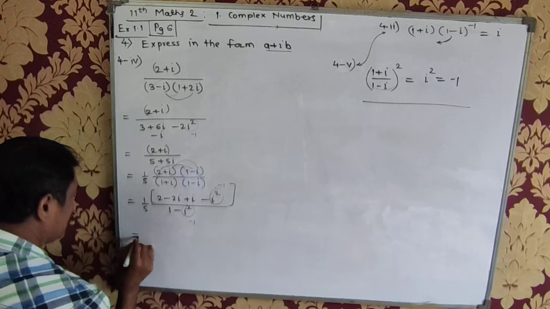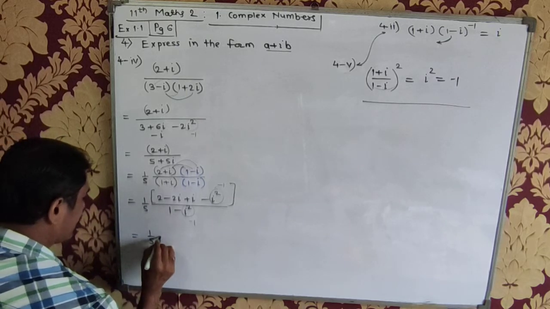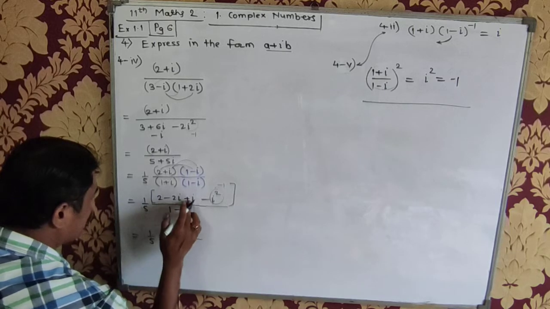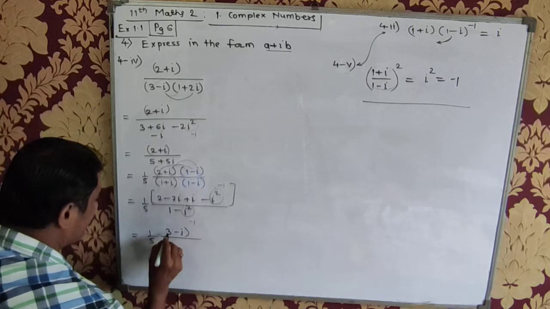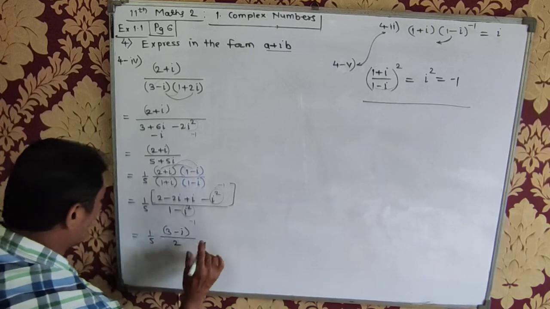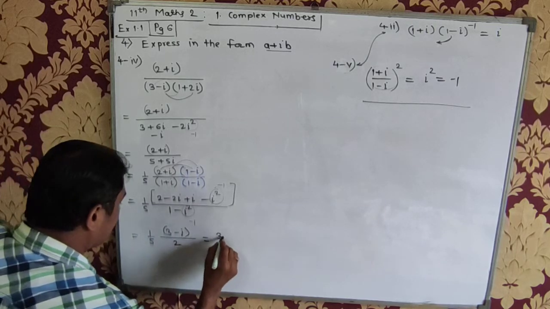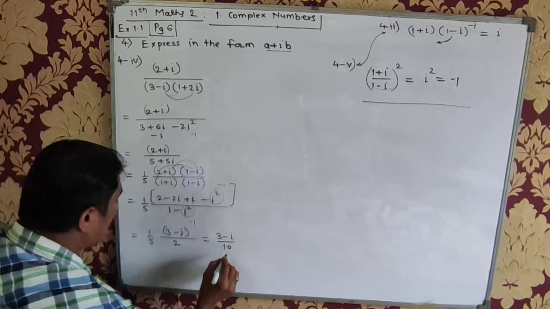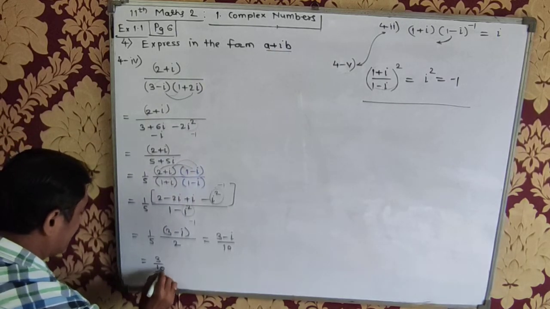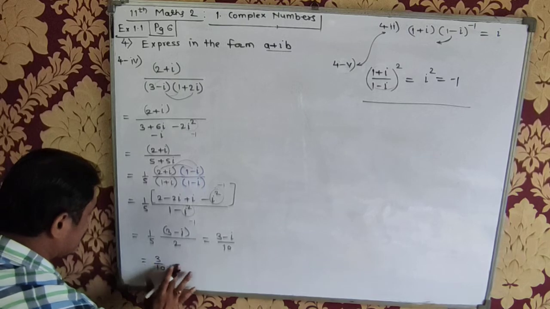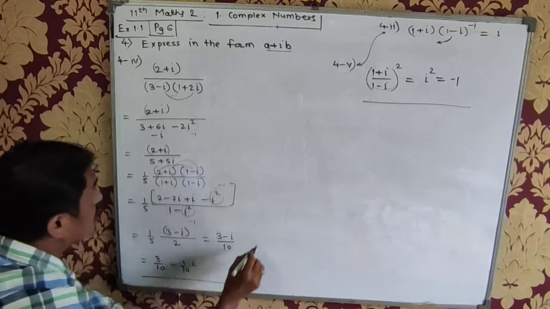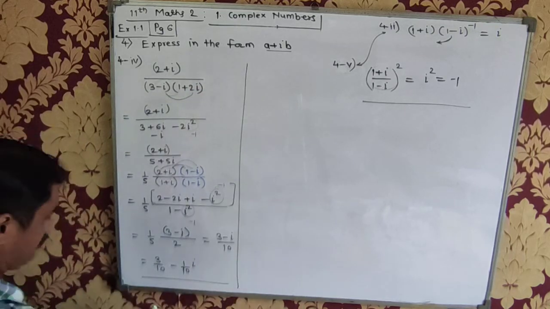So basically this is 1 upon 5. 1 plus 2, 3, minus 2i plus i minus i. Okay? 1 plus 1 is 2. So what is the answer here? This is 3 minus i upon 10. But I want to write in the form a plus bi. So this is 3 upon 10 plus, sorry, minus 1 upon 10 into i. Is this okay? Any doubts about that?